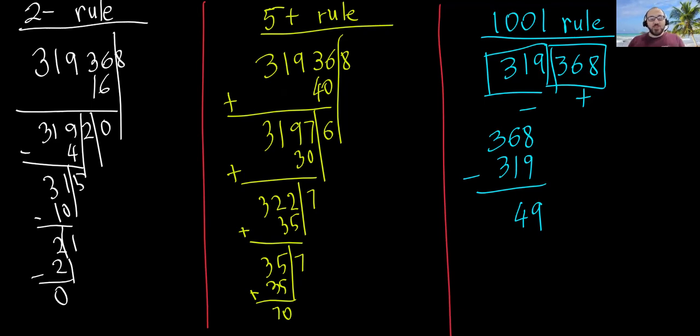So, final thoughts. For me, I love the 1001 rule. And 2-minus and 5-plus, they are like siblings, or cousins. They are very close to each other. But with the 1001 rule, if the number is like 12 digits, you can group in blocks of 3 and just add or subtract a couple of 3-digit numbers, and you'll get it pretty fast. I think it's going to be much faster than the other 2 rules.